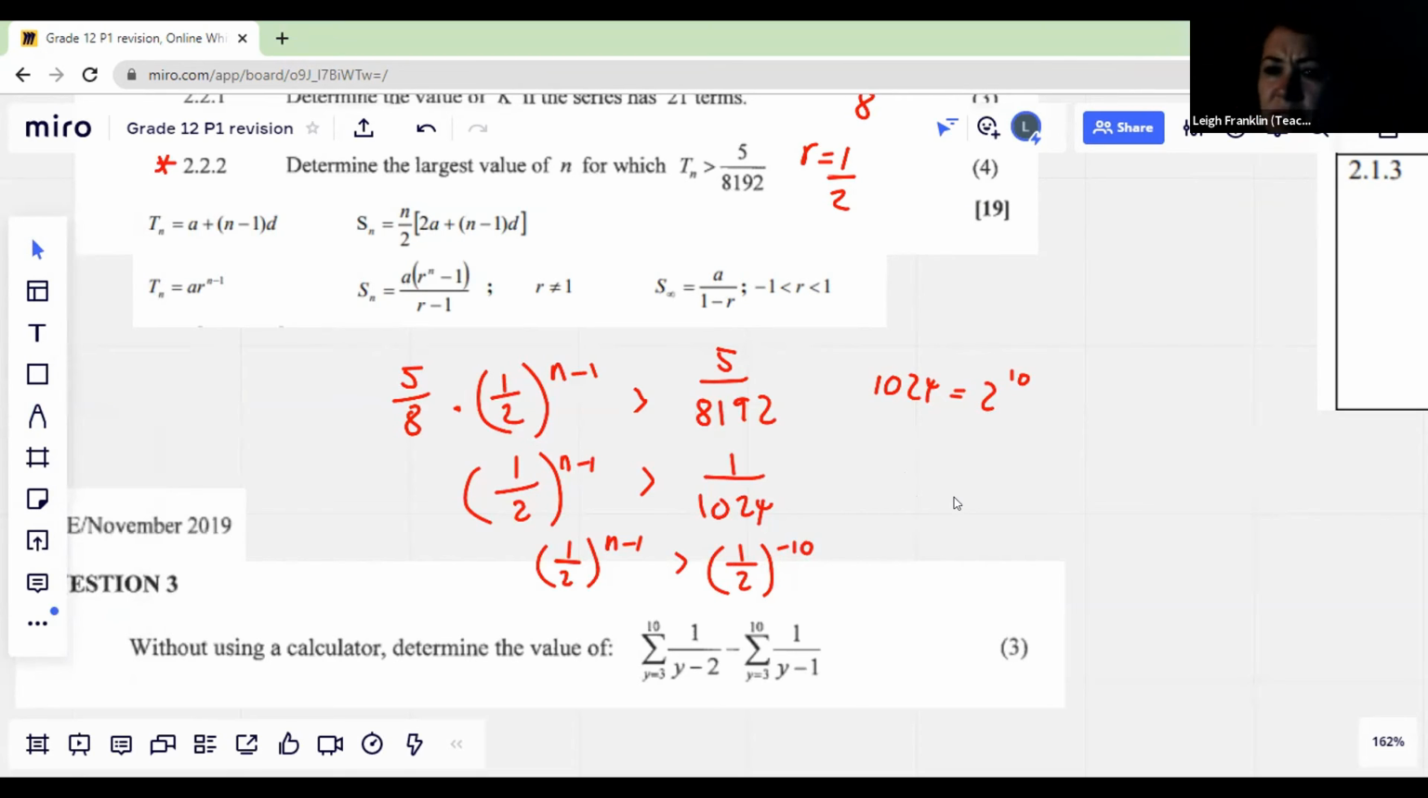Yes, positive. Oh, that's right. I'm sorry. I don't know what's wrong with my brain today. Of course, it has to be positive 10. Quite right. Okay, like so.